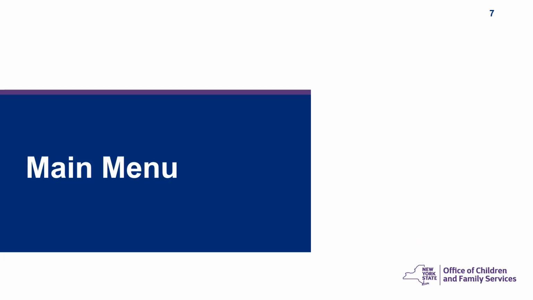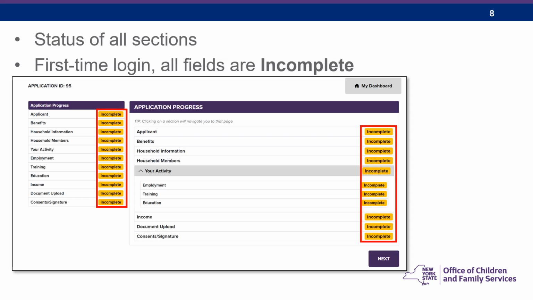Main menu. Your personalized dashboard will load next. This dashboard will show the status of all sections of your application and will allow you to navigate through your application. The first time you log in, all fields will say incomplete. You can navigate to different sections using the main menu or through the menu on the left-hand side of the screen. Each section of the application must be filled out in order, or you will not be able to access the next section. Information from the top sections will populate into other sections to aid in completing the application.